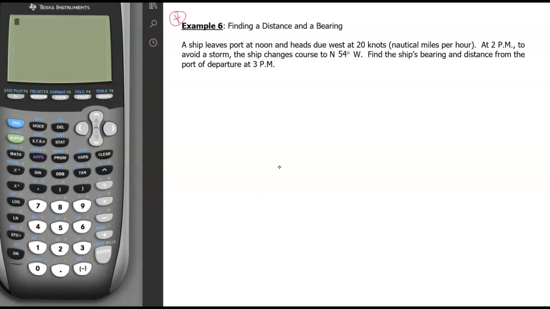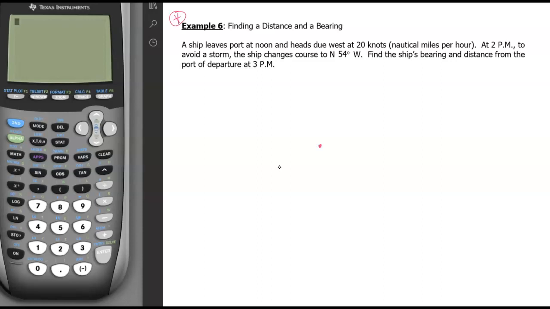ship leaves port at noon and heads due west at 20 knots, a nautical mile per hour. At 2 p.m., to avoid a storm, the ship changes course to north 54 degrees west. Find the ship's bearing and distance from the port of departure at 3 p.m. So the first thing I'm going to do is draw a line due west from our port.